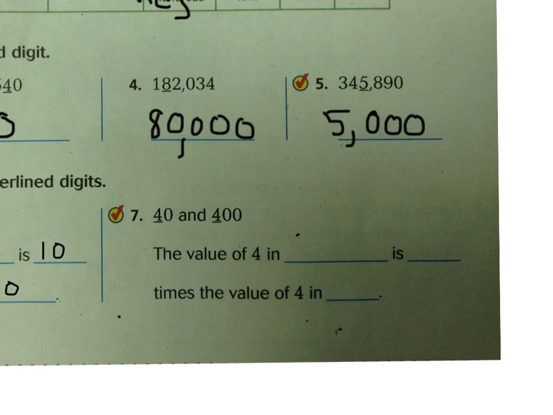The value of the 4 in 400 is how many times the value of the 4 in 40. So the bigger number always goes first in there, and the smaller number always goes second. And again, how much bigger is the 4 in 400 than the 4 in 40? Basically, they want to know how many 40s are in 400, or how many 10s does it take to make 100, and that's 10. So it's 10 times the value.